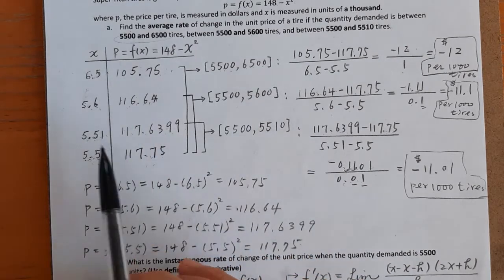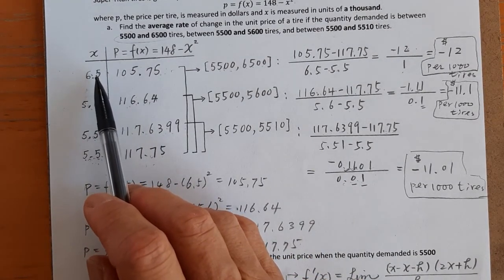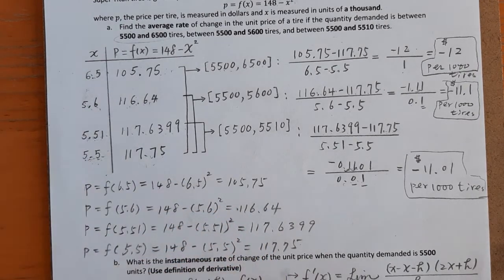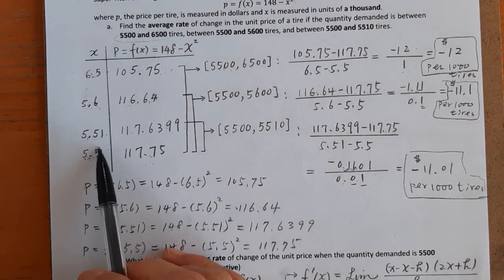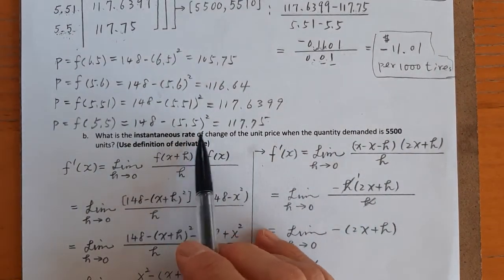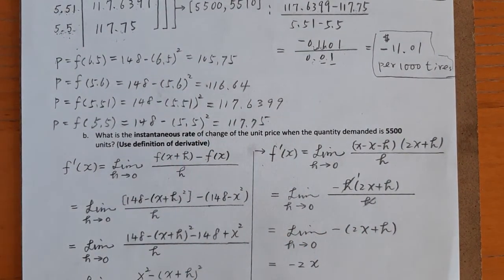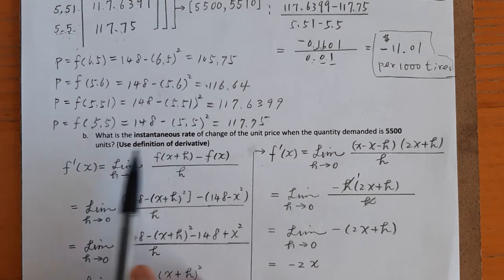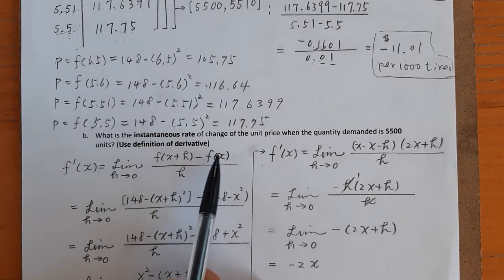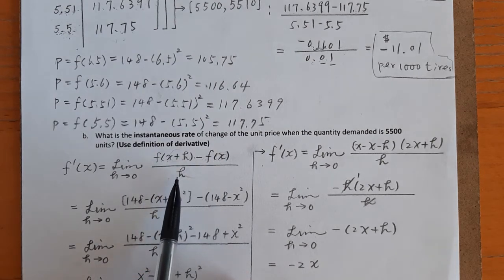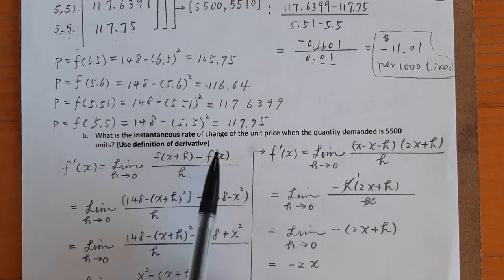Now when the number of tires gets closer to 5.5 thousand, at this point figuring out the rate of change we call instantaneous rate of change. Use the derivative definition: f of x plus h minus f of x over x plus h minus x, which is h. So it's a slope formula, y1 minus y2 over x1 minus x2.